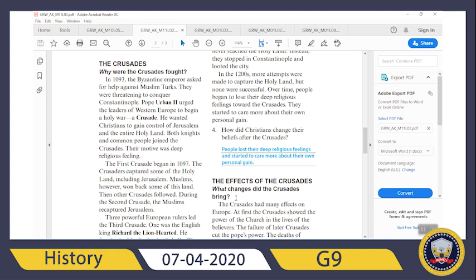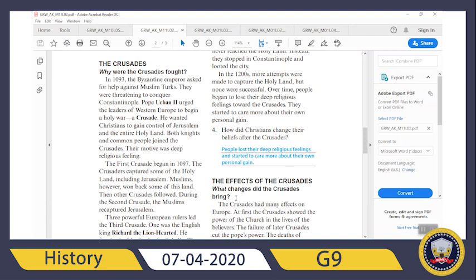So both knights and common people joined the crusades, and their motive was deep religious feeling. So they were not fighting for some land. The reason behind that war was deep religious feelings. The first crusade began in 1097, and the Crusaders captured some of the Holy Land, including Jerusalem.